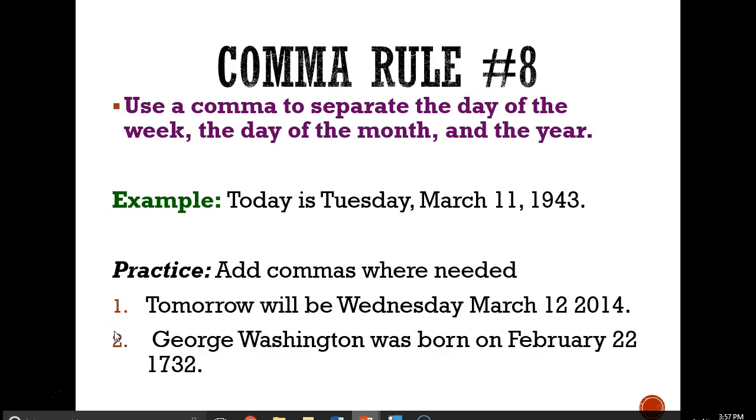The last comma rule is separating the day of the week, the day of the month, and the year. So, for example, today, if it was, is Tuesday, March 11th, 1943. Again, you need to write the comma rule down on your comma rule sheet and then complete the practice on the practice activity, adding the commas where they're needed. Make sure that you have the sentence with proper punctuation and that all letters that need to be capitalized are capitalized.